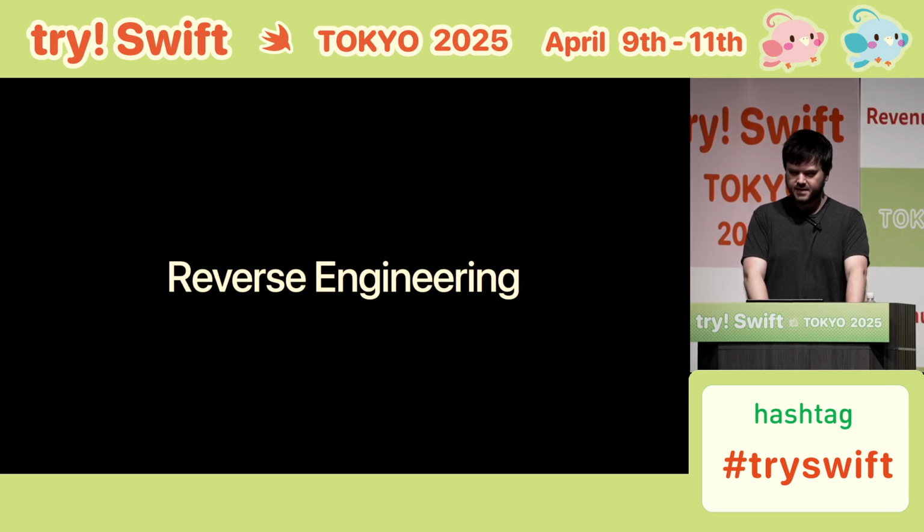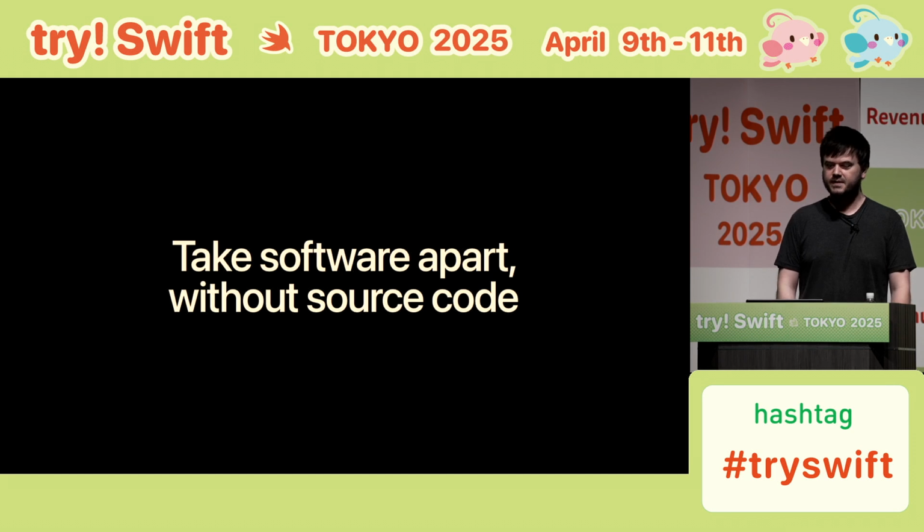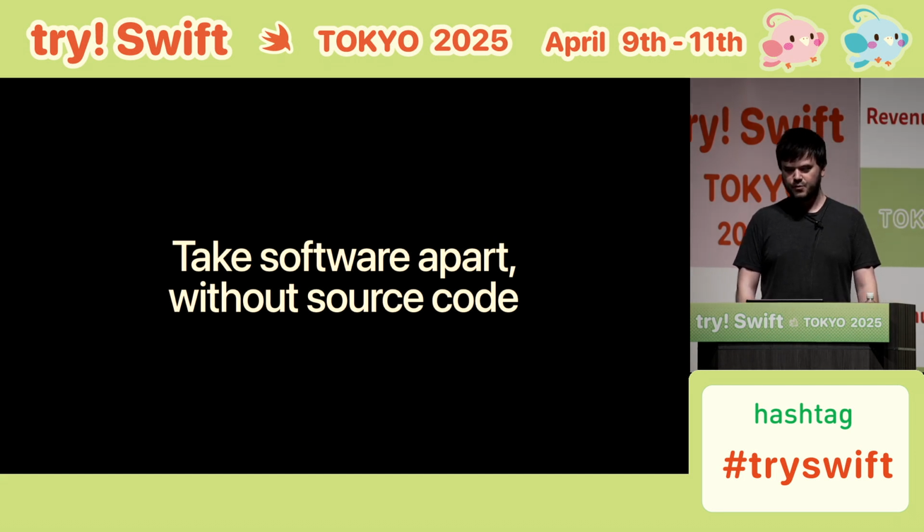The first skill that will help you is reverse engineering, which is the process of taking apart software to learn how it works without access to the source code. In the context of Apple platforms, this usually involves decompiling Apple system binaries and frameworks to uncover potential vulnerabilities.